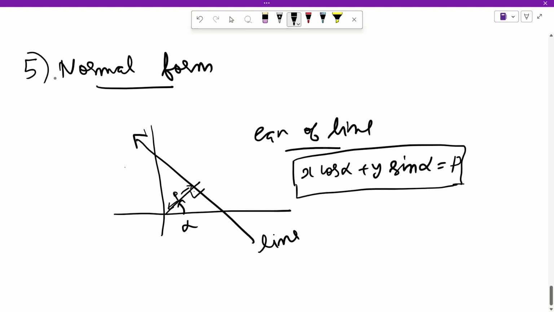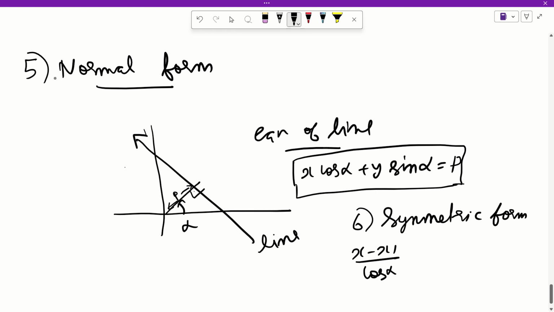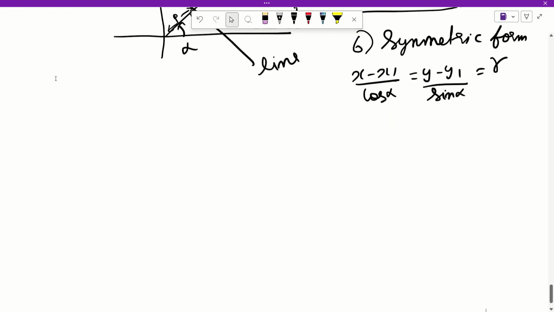There is one more thing, sixth one, called the symmetric form. I'll just write the equation. No need to draw the figure. (x minus x1) by cos alpha equal to (y minus y1) by sin alpha equal to gamma. Just know the equation, that's it. Now let us move on to the next concept.